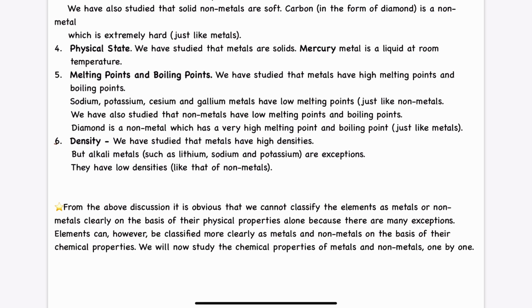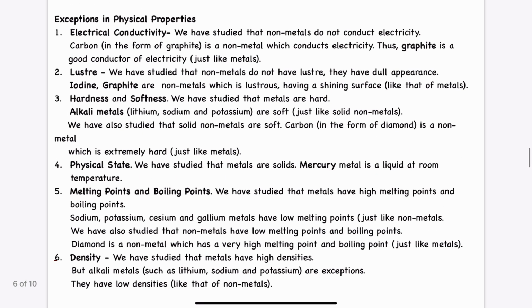Then coming to the last point for the exceptions, we have density. We studied that metals have higher density, but again the alkali metals lithium, sodium and potassium are the exceptions. They have low density, just like non-metals. So from the above discussion, we understood that metals have different physical properties and non-metals have different physical properties, but we cannot classify on that basis alone, because, for example, if we take luster, iodine is lustrous in nature.